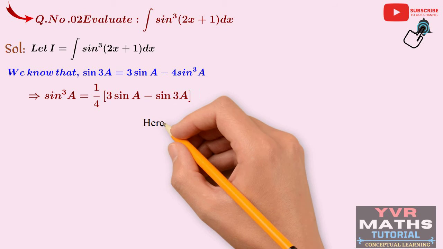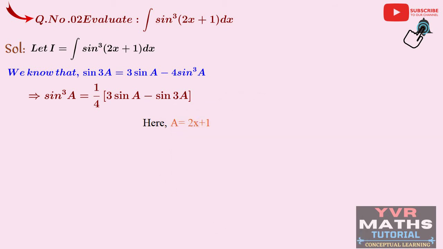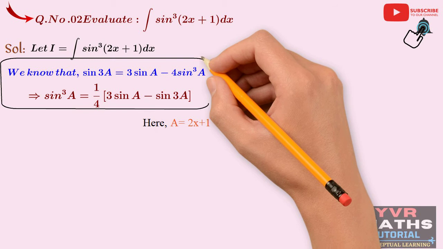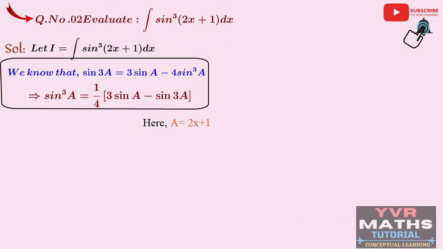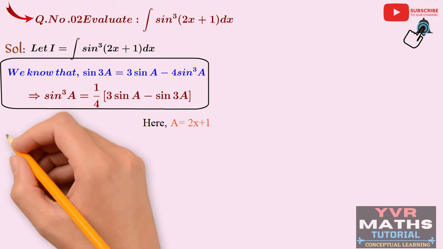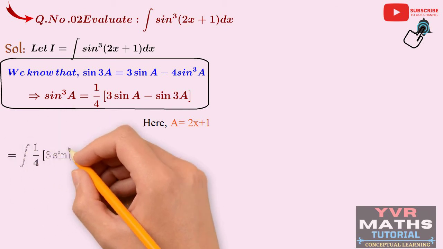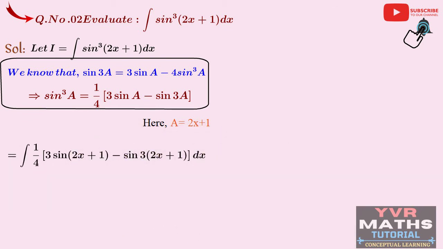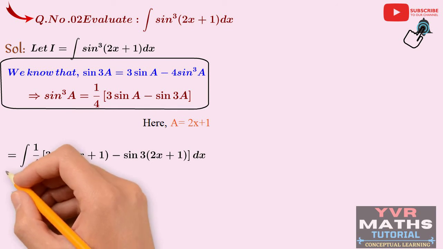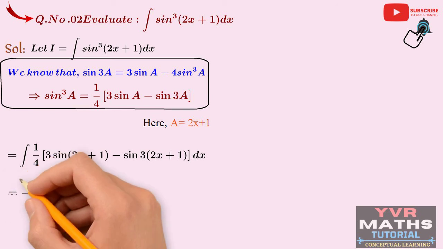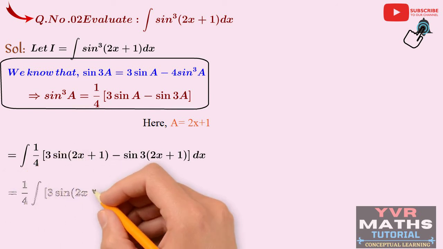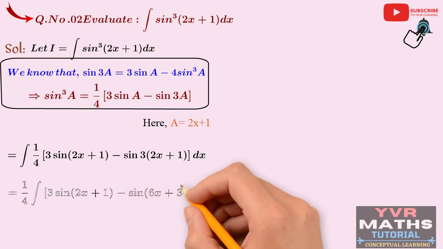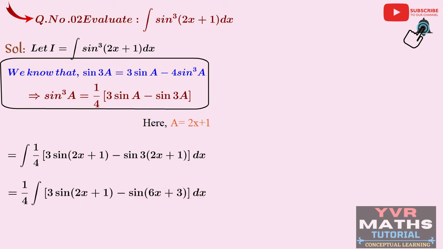Here what is a according to the given question? Here a is 2x plus 1. So in this formula, if we substitute a is equal to 2x plus 1, then the given integrand can be changed as, in the next step, integral 1 by 4 into 3 sine 2x plus 1 minus sine 3 times of 2x plus 1 dx. So here 1 by 4 is the constant. If we write it outside of the integration, then the next step is 1 by 4 into integral 3 sine of 2x plus 1 minus sine of 6x plus 3 dx.